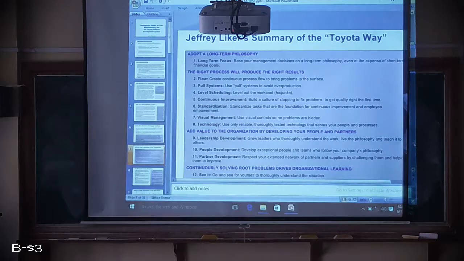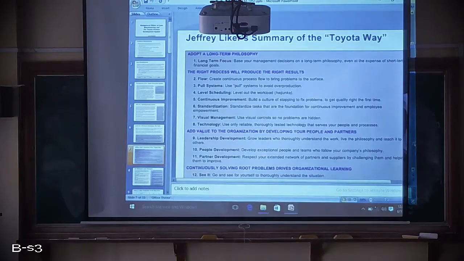You have to develop leadership, meaning those who can understand the philosophy, lead the team, and implement it. So grow leaders who thoroughly understand the work. People development: develop exceptional people and teams who follow your company's philosophy.